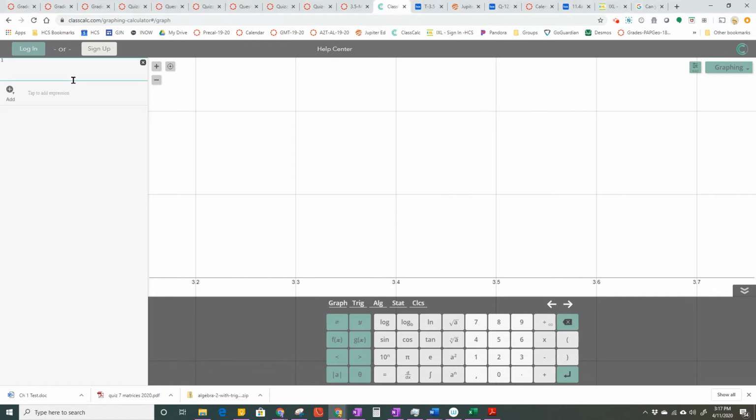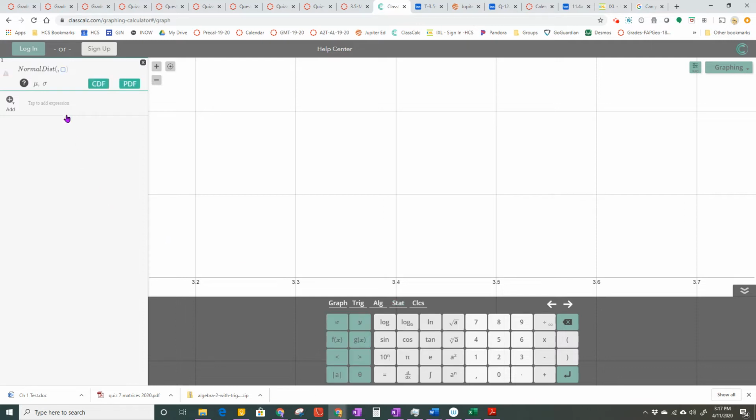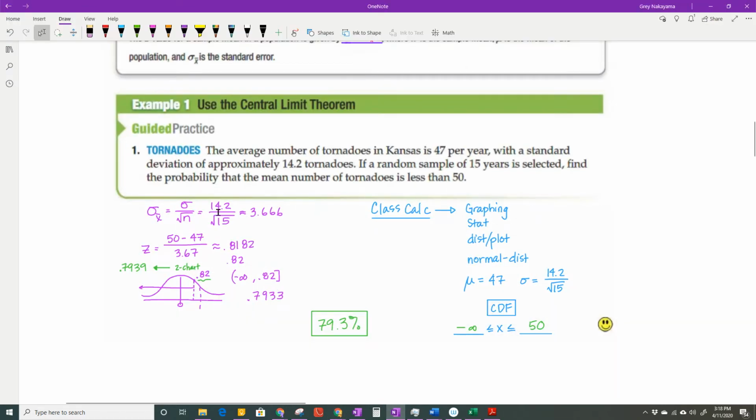So I want to point out to you, what I said was go to Graphing. We're going to go to Graphing, and I'm on the Graphing tab. I'm going to hit Stat. I'm going to hit Distribution Plot. I'm going to hit Normal Distribution. And I'm going to show you, you can do this same thing that we just did, like the very first time. The one that I did on this side here, you can use it with that.